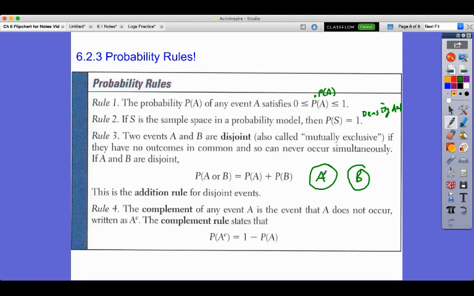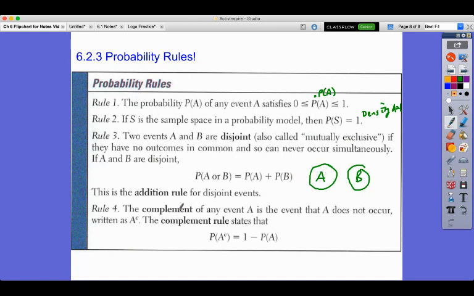So if I want to say what's the probability of being in A or B, I can just add them because there's nothing that I would need to subtract that's in the overlap. Okay, that's the addition rule for disjoint events. We'll have a more general one where you subtract the overlap in case they're not disjoint. But the overlap is 0 for disjoint events, so we don't have to subtract anything.